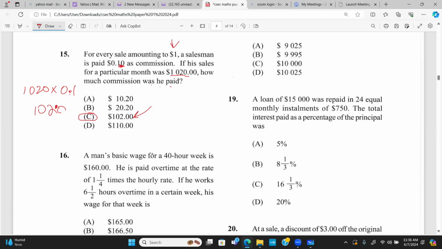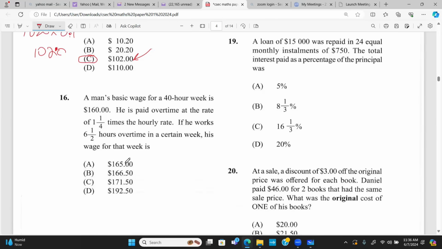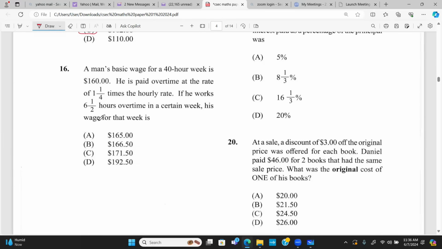Number 16 says, a man's basic wage for a 40-hour week is $160. He's paid overtime at a time and a quarter of the hourly rate. If he works this amount of time overtime, how much money will he take in?